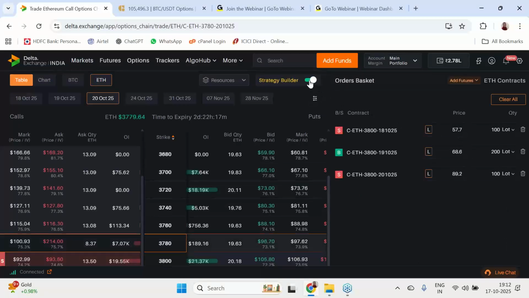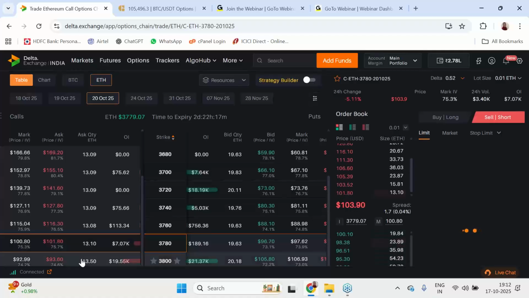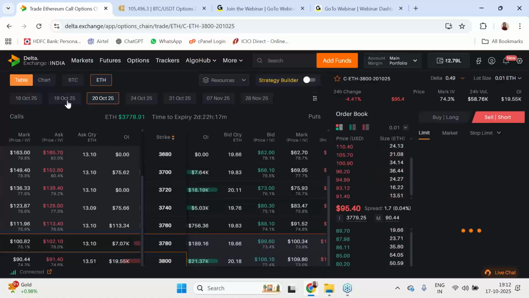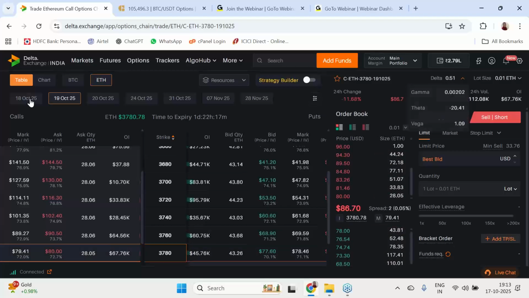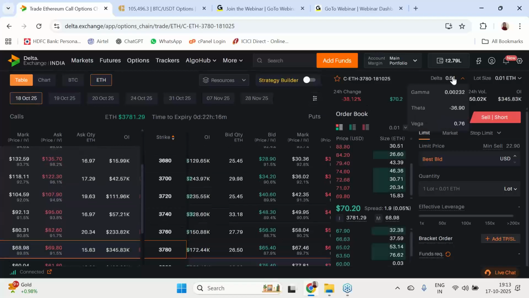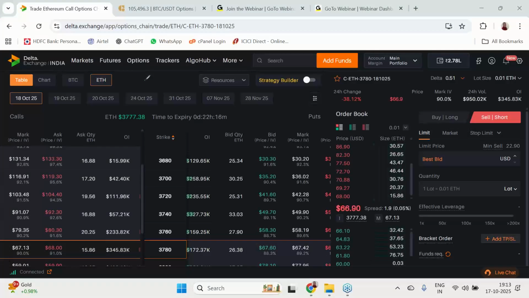So how has this profit come? I have taken 3,800, the middle strike, and bought the 19th October. What is its theta? 20. The 18th October we sold. What is its theta? 36. Just note down the theta. So minus 37, since we sold.